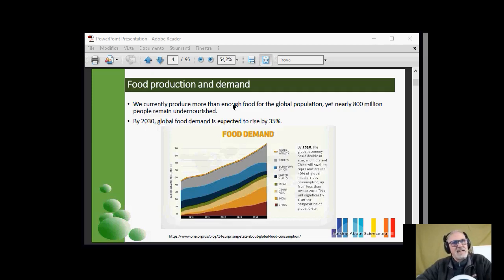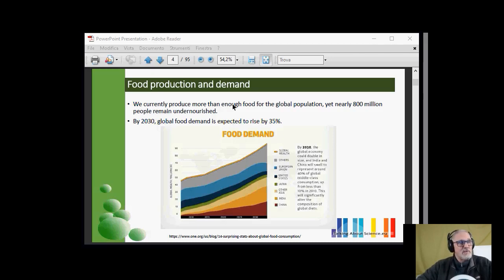It's just that it's badly distributed. In the sense that a lot of food is produced, whether that's grown and then processed, or whether it's grown simply, a lot of food is produced in areas where there's plenty. These are areas which are geographically blessed with good climate, good soil, and economically blessed with good access to resources.